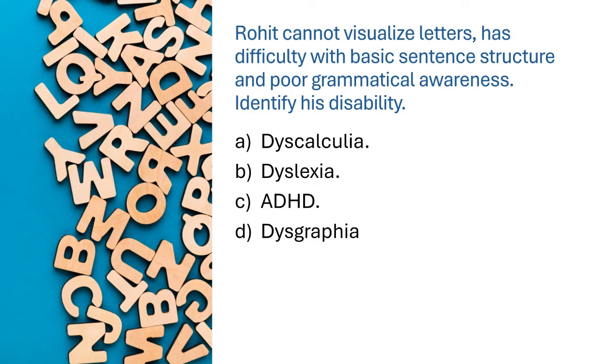Now, Rohit cannot visualize letters, has difficulty with basic sentence structure and poor grammatical awareness. Identify his disability. So it is clearly showing that he has dyslexia. Correct? So option B is correct.